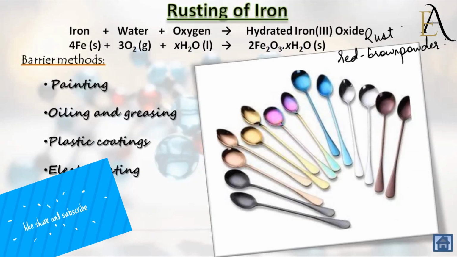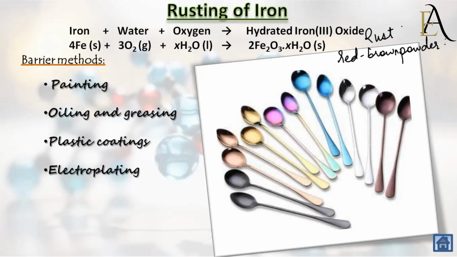Electroplating. Electroplating is a process where an iron or steel object can be electroplated with a layer of chromium or tin to protect against rusting. Again, if the protective layer is broken, the steel beneath will begin to rust.